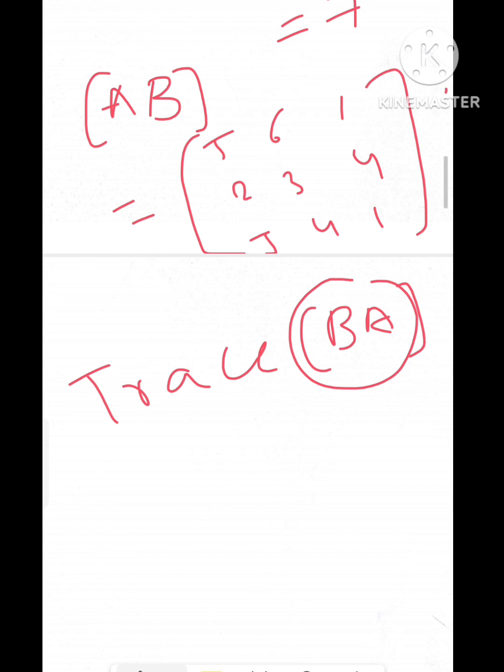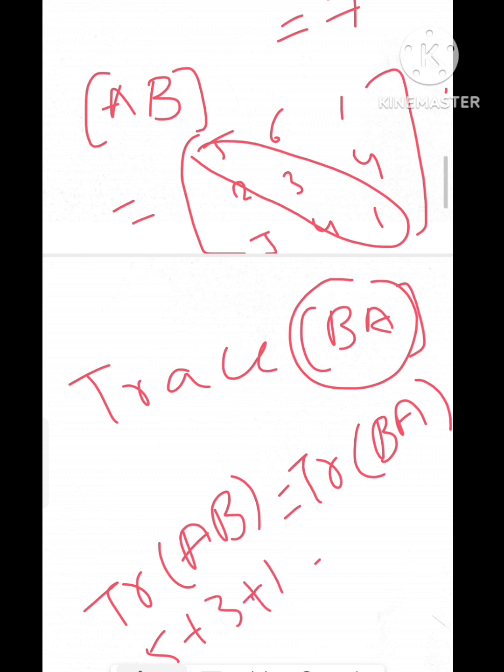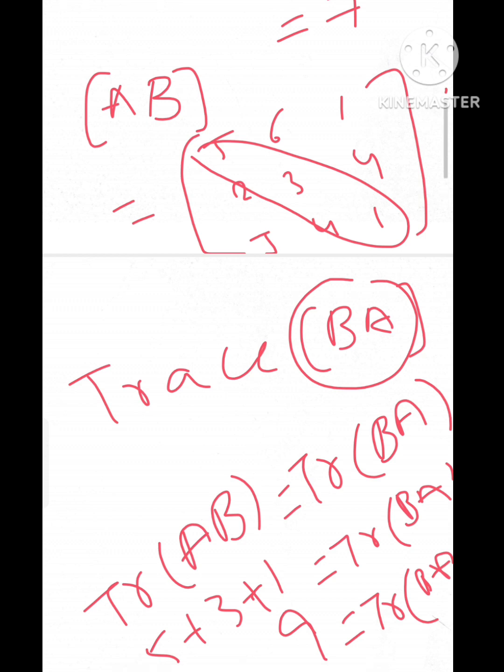But if we know the properties, the trace of any multiplication of matrices is equal to the trace of the reverse multiplication. So here trace of AB is nothing but 5 plus 3 plus 1, which is equal to trace of BA. So trace of BA is 5 plus 1 is 6, 6 plus 3 is 9. So 9 is the trace of the BA matrix. In this way you can find the trace of the matrix.